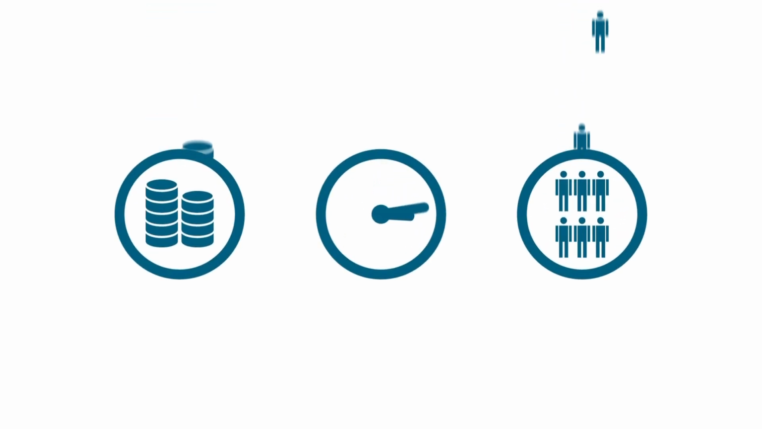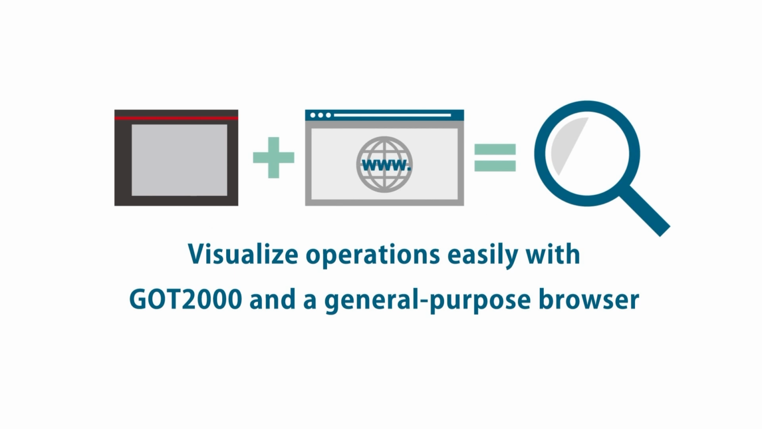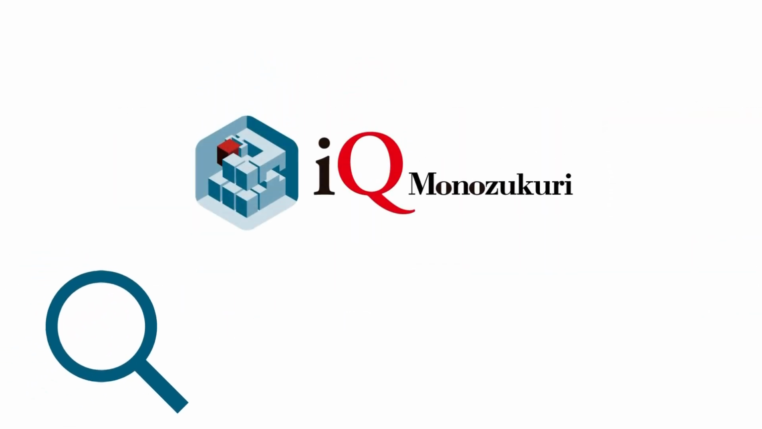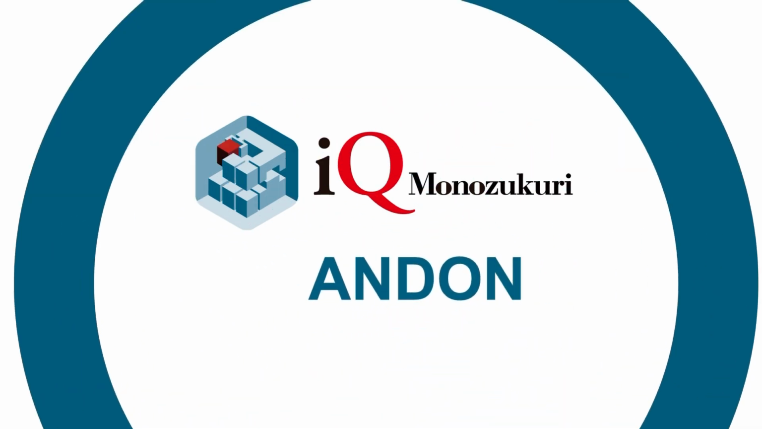While companies want to achieve visualization at their production sites, many of them give up on the idea due to the costs, time, and trouble involved. To such customers, we recommend a system that makes visualization simple with the GOT 2000 series interface and a general web browser. Mitsubishi Electric's IQ Monozukuri ANDON.